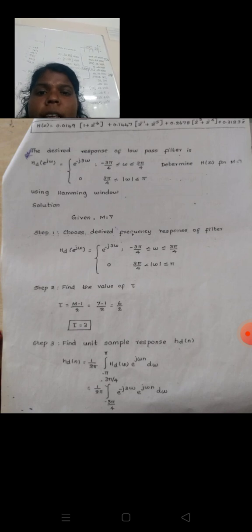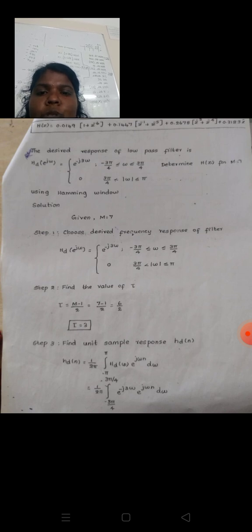Designing an FIR filter using Hamming window consists of 7 steps. First, the given data. Here the given data is M equal to 7, that is N equal to 7. The length of the filter is equal to 7.